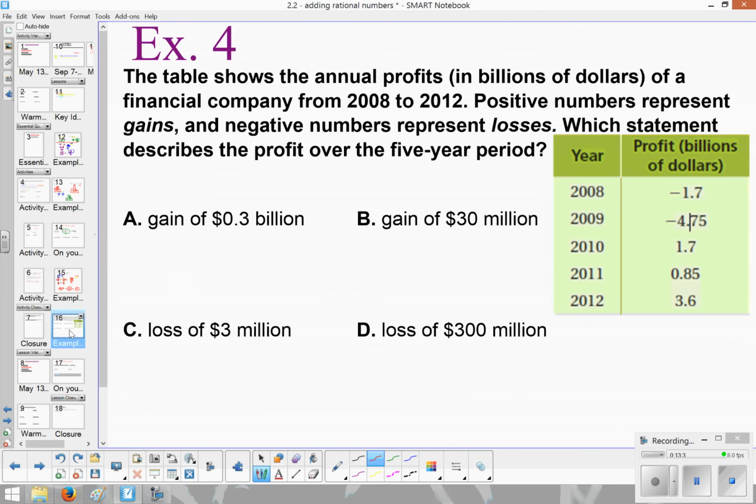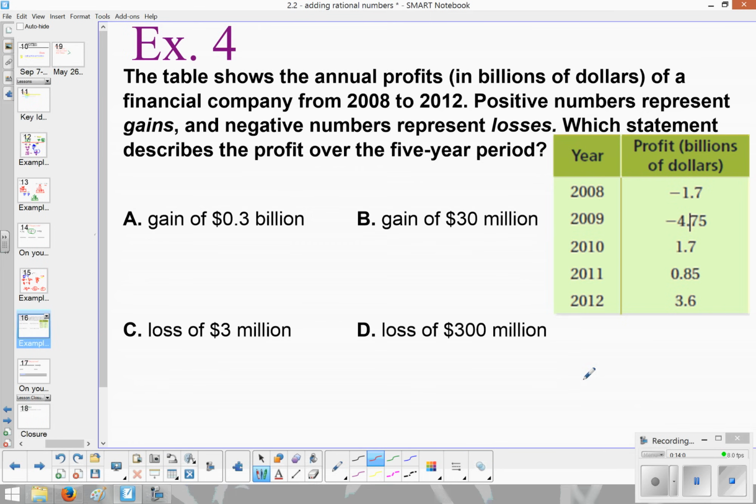All right. In our last example, it's a story problem. It's talking about a table that shows annual profits of a financial company from 2008 to 2012. It represents their gains and their loss. The gains are basically the positives and the loss are basically the negatives. Which statement describes the profit over 5 years? So this is 5 years. We need to know their profit.